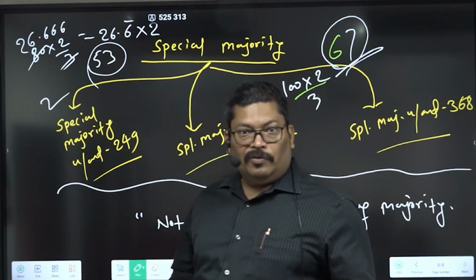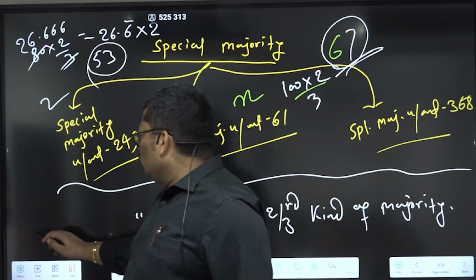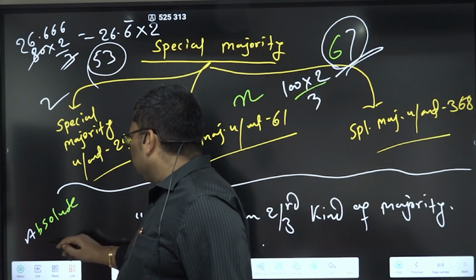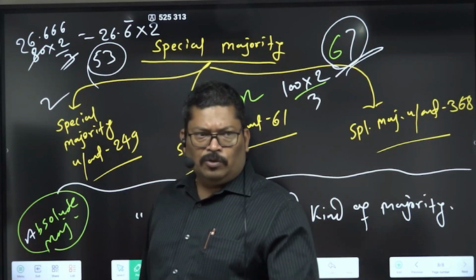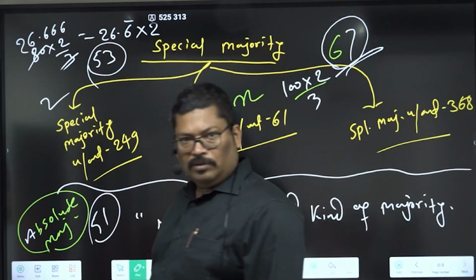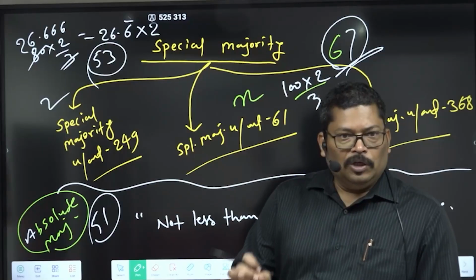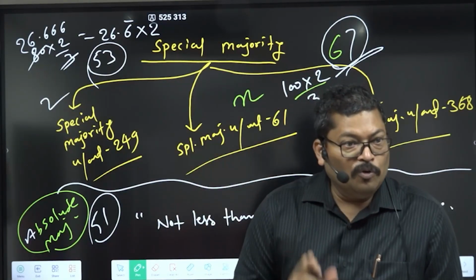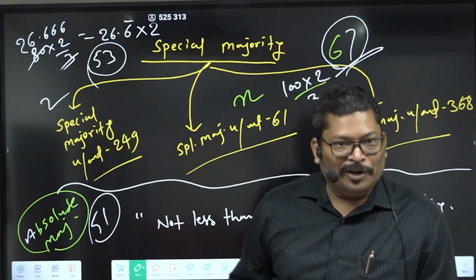Considering total strength, we find out absolute majority. Absolute majority is obvious to everyone, so there is no need to find it out. If the total strength is 100, obviously absolute majority is 51. This figure you need to keep in your mind. Keeping this figure in your mind, now we are required to find out a special majority prescribed under Article 249.